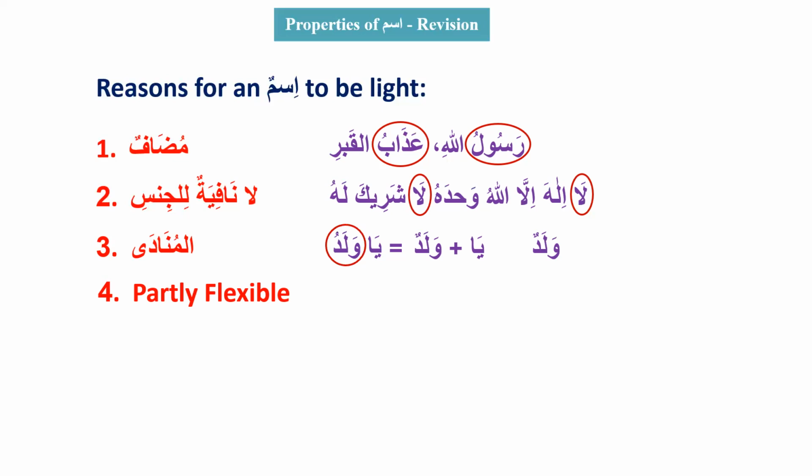So now you cannot say ya. This is another reason for an ism to be light. And the fourth reason, we will talk about it at another time. We have done this though. We will discuss this as part of our fragment study, fragment revision, but we have covered this as well. So these are the four reasons. And if you see a light ism, it could be one of these four reasons.